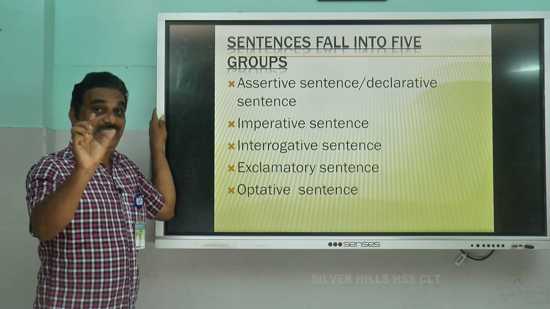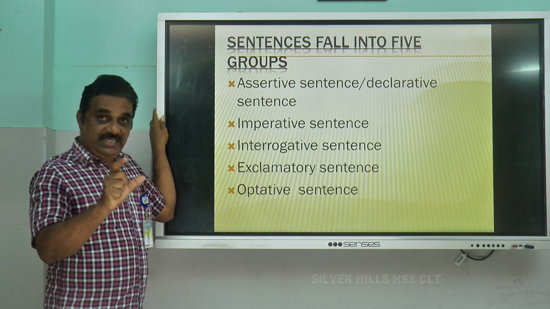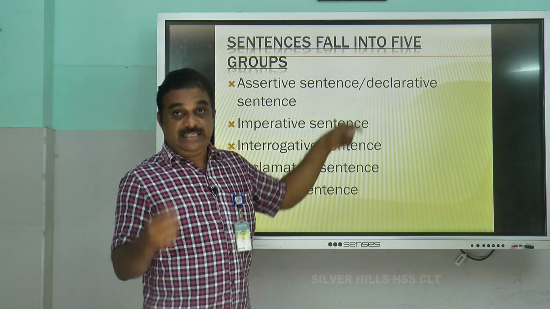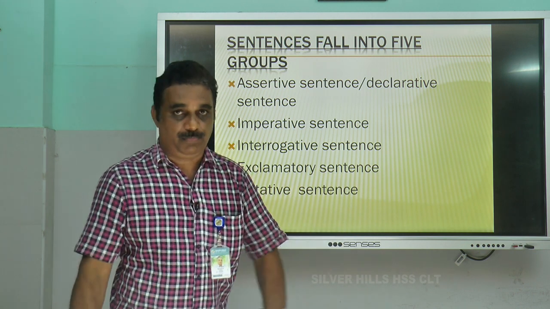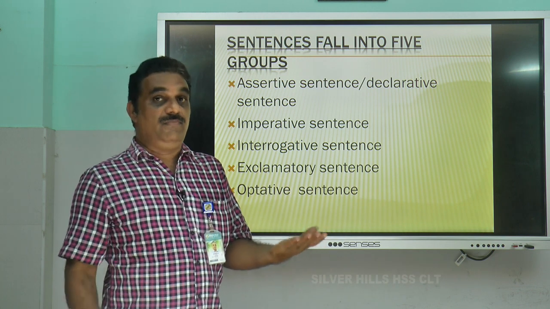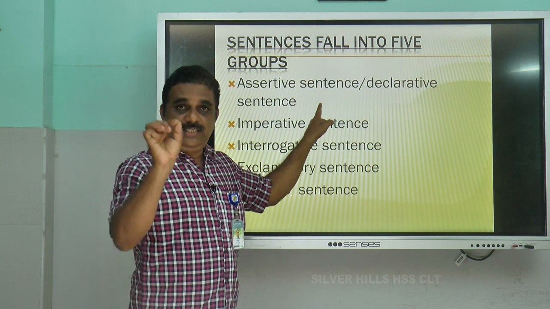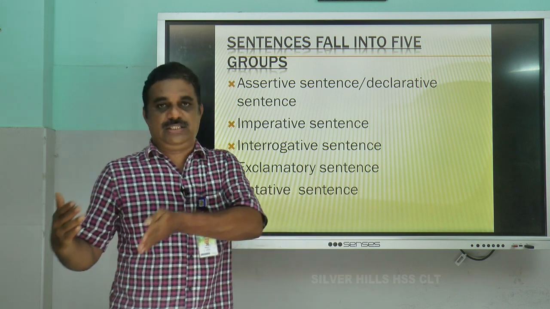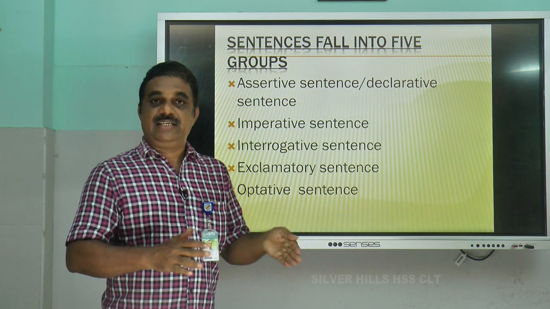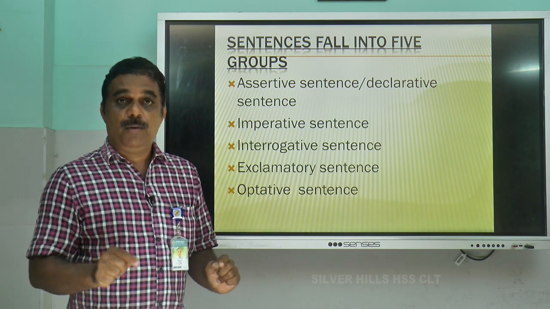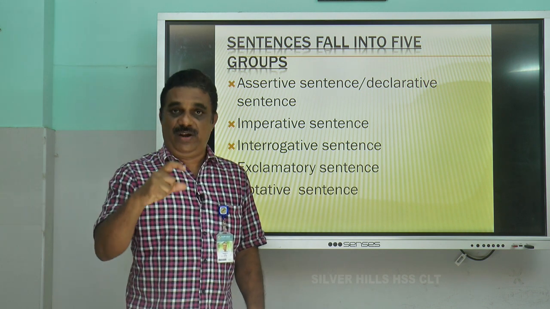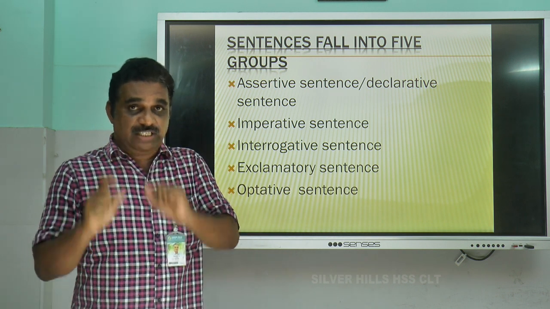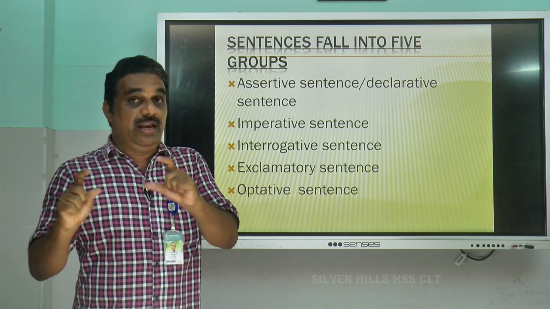Now, first let us examine what is an assertive sentence. A sentence in the form of a statement is called an assertive sentence. A sentence that states something is called an assertive sentence or declarative sentence. It is called a declarative sentence because it declares something. This declarative or assertive sentence is again divided into 2: affirmative sentences and negative sentences. Affirmative sentences convey a positive idea and negative sentences convey a negative meaning.